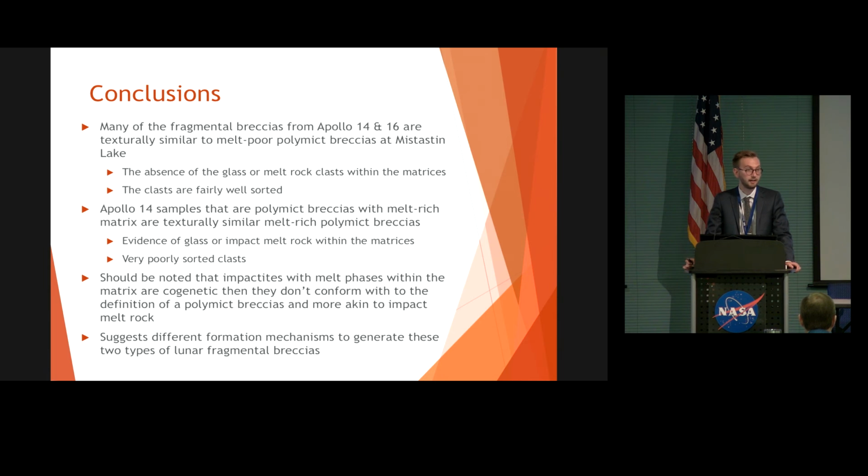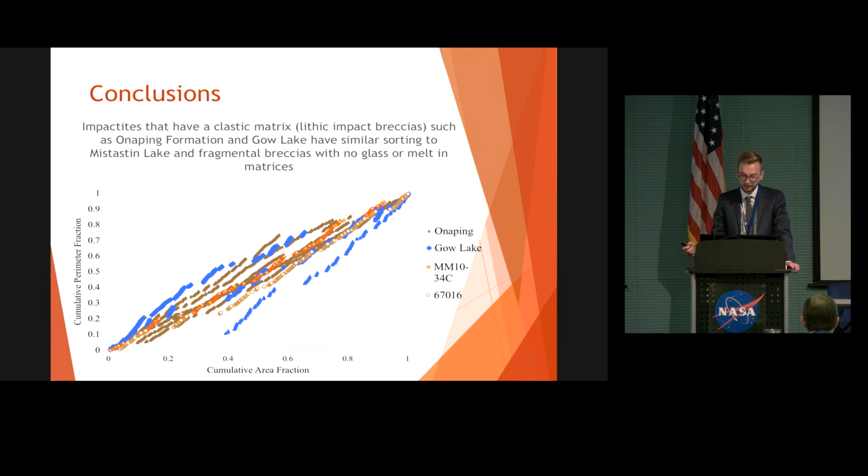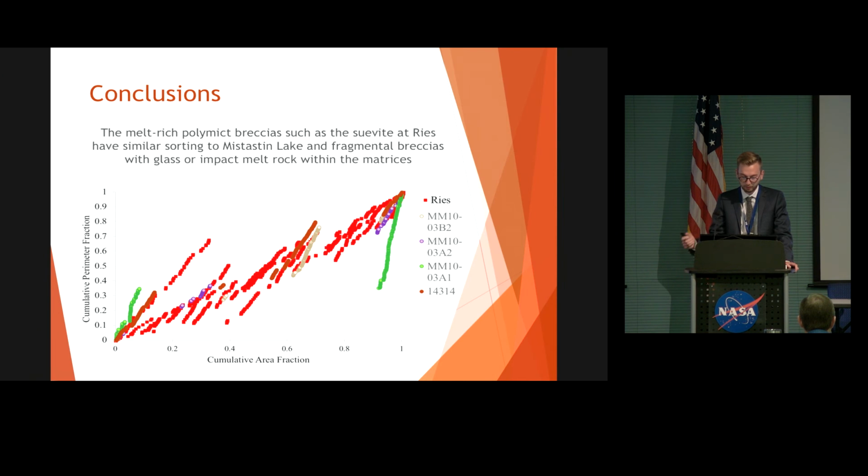This suggests that we have potentially two different formation mechanisms for these lithologies. As we compare this to other terrestrial craters, we begin to see a similar pattern, where lithic impact breccias, where melt is not involved as a binding agent, show well-sorted, less complex morphology. Whereas when we look at, for example, the Ries melt-rich Polymict breccias, those become very poorly sorted and more complex.